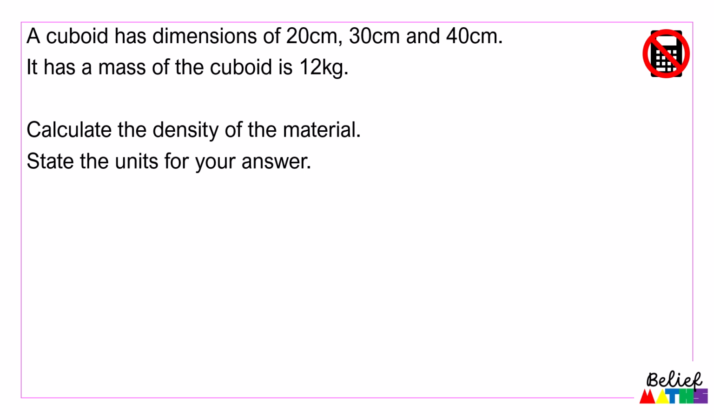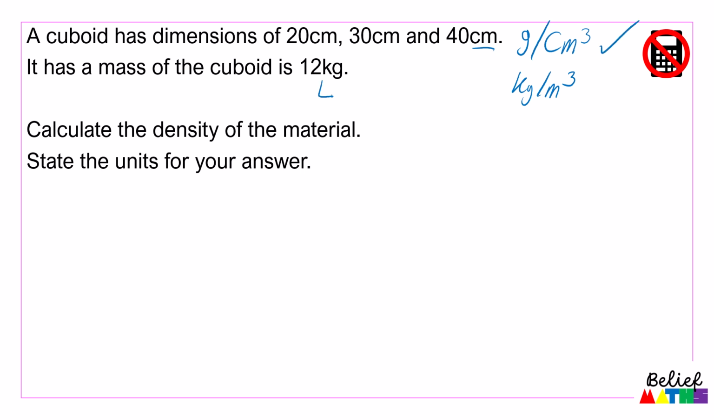Now in this question we're given the dimensions of a cuboid and we're given the mass of the cuboid and we're asked to find the density of the material. Now because we're working in centimeters up here, that means our volume is going to be in centimeters cubed, and the units which it asks us to use for density are either grams per centimeter cubed or kilograms per meter cubed. We're going to use this one in this case because I think it's slightly easier.